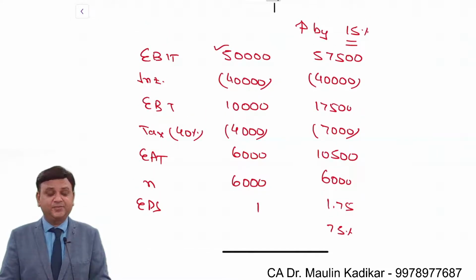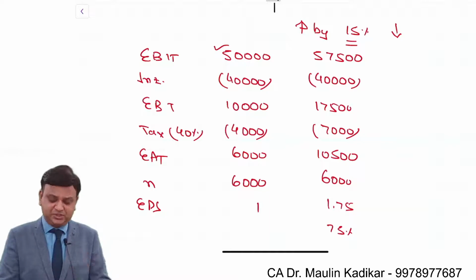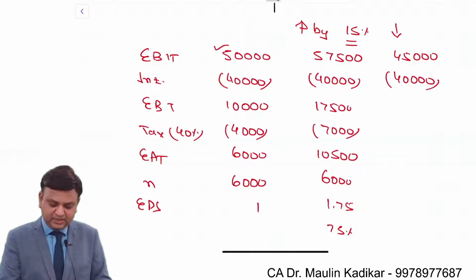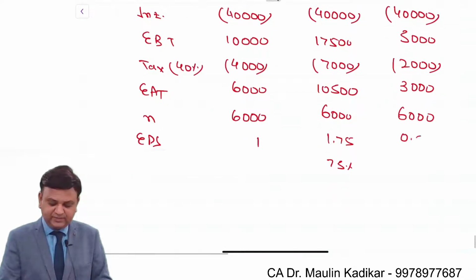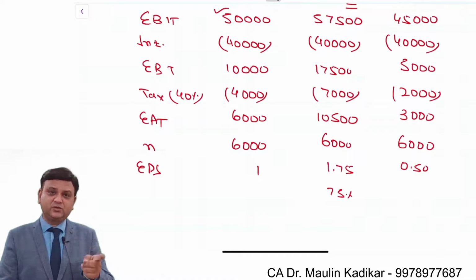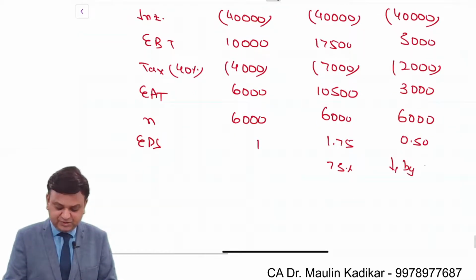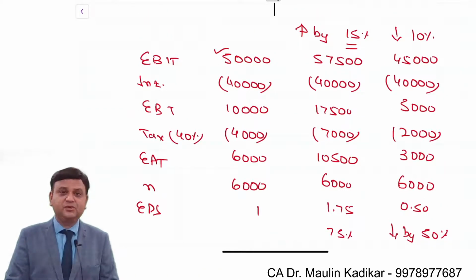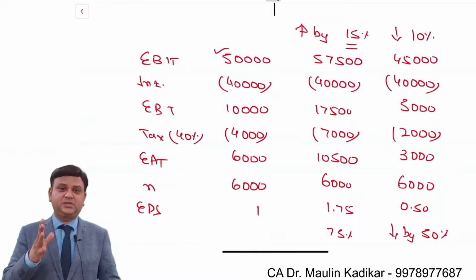That's great. But at the same time, when your operating income reduces, let us say by 10%, it reduces to 45,000. Less 40,000, this is 5,000. Tax is 2,000. This is 3,000. With 6,000 shares, this is 50 paise. So from 1 rupee it reduces to 50 paise, a reduction of 50%. So when your operating income reduces by 10%, your EPS will reduce by 50%.